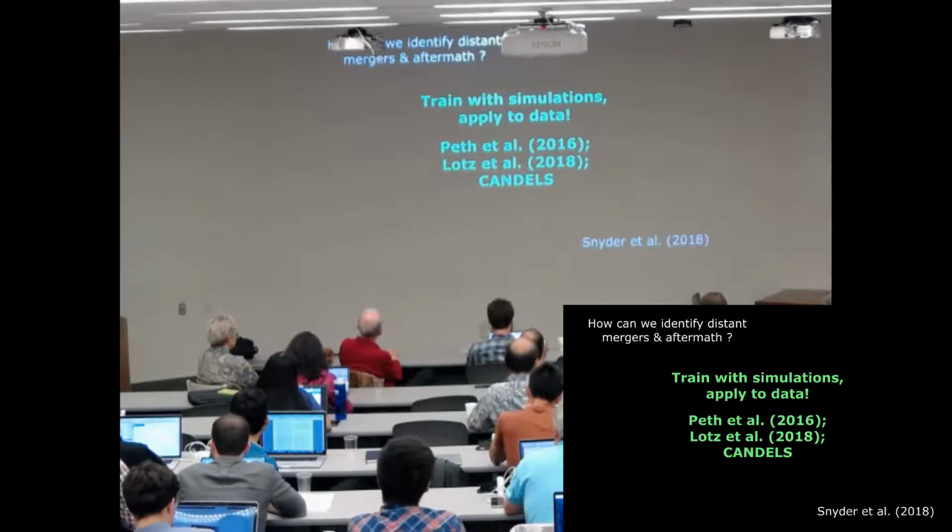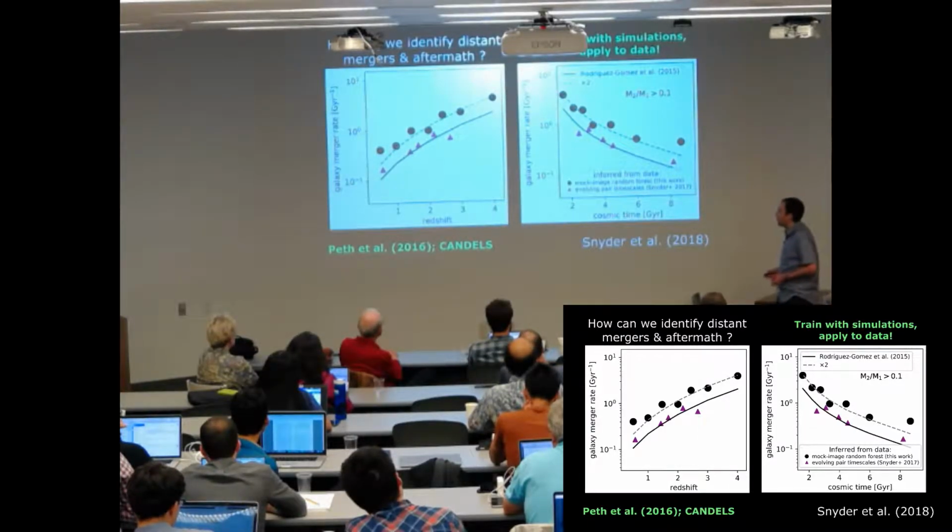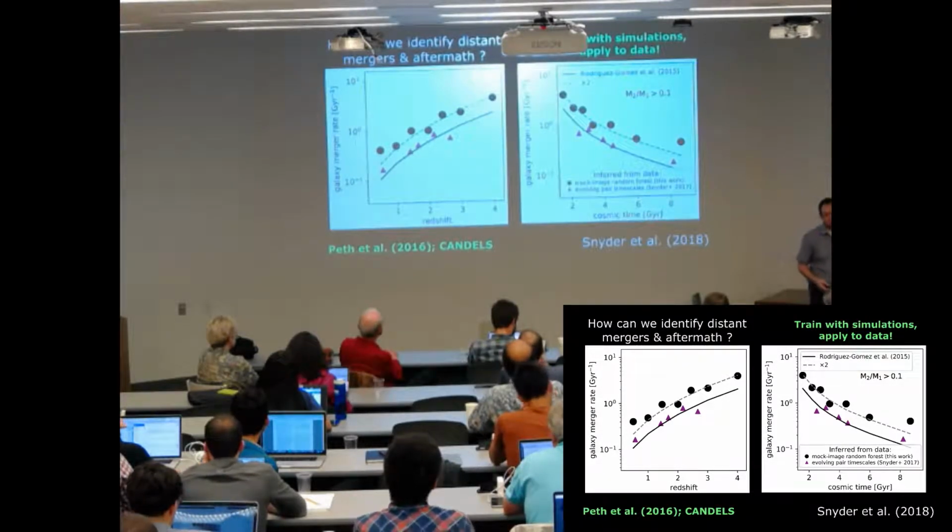So Michael Peth and Jen Lotz and others have been measuring non-parametric morphologies from the CANDLES survey. We have these catalogs already in hand. We've measured them in a very similar way to the simulations, and so we went ahead and applied them directly to the catalogs. And we can use that information, knowing how the mapping from the merger cross-validation works in the simulation, to back out the merger rate. And so here's the results.